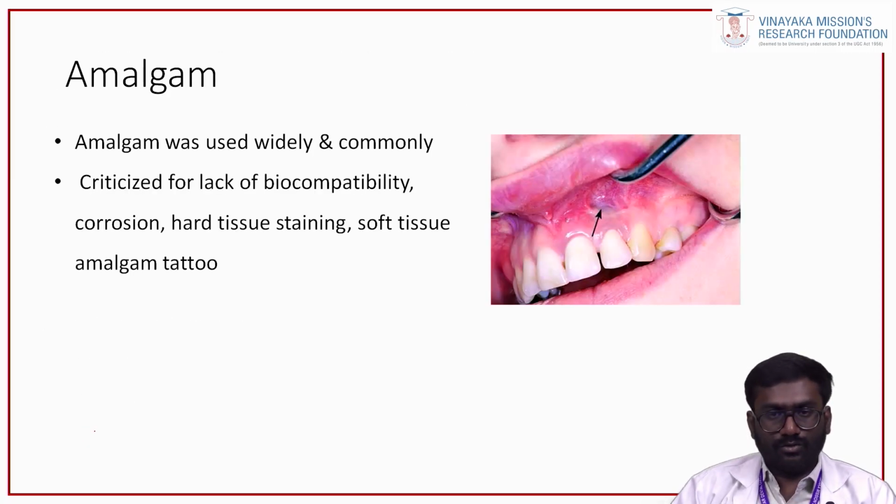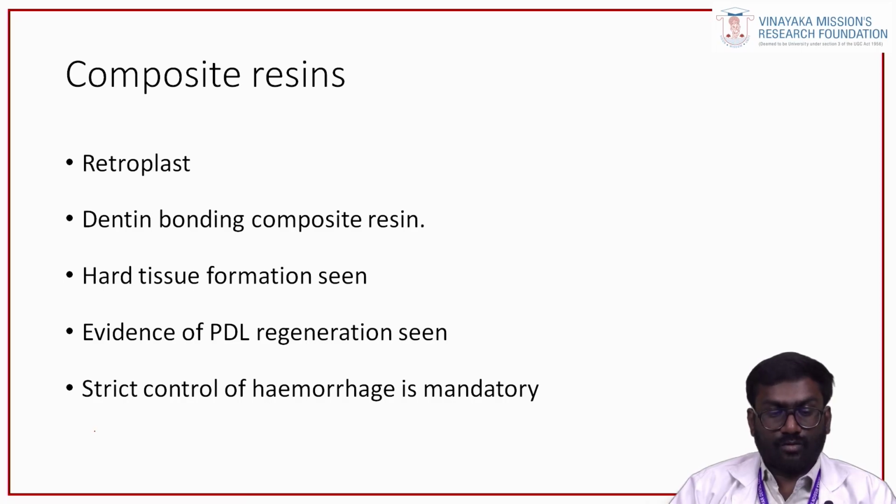I'll just go through a brief overview of the materials. That is not the aim of this particular session, but for completeness, I'll take you through the materials that are commonly used. Conventionally, amalgams were used, but they are not recommended recently because of lack of biocompatibility, corrosion, hard and soft tissue staining, and the creation of an amalgam tattoo. Next used were composite resins, such as Retroplast. Dentin bonding composite resins were used after amalgam. Hard tissue formation is seen, and there is evidence of PDL regeneration. Composite is one of the good agents, but strict isolation for adequate bonding is mandatory.